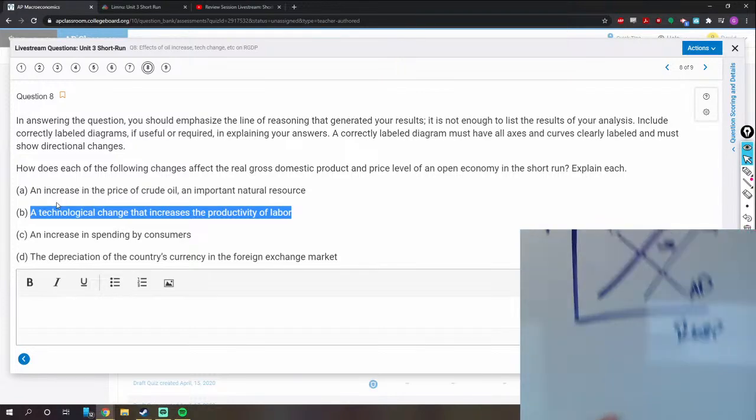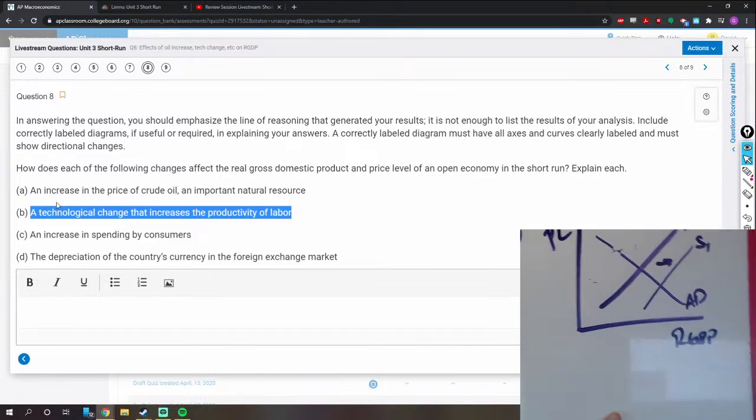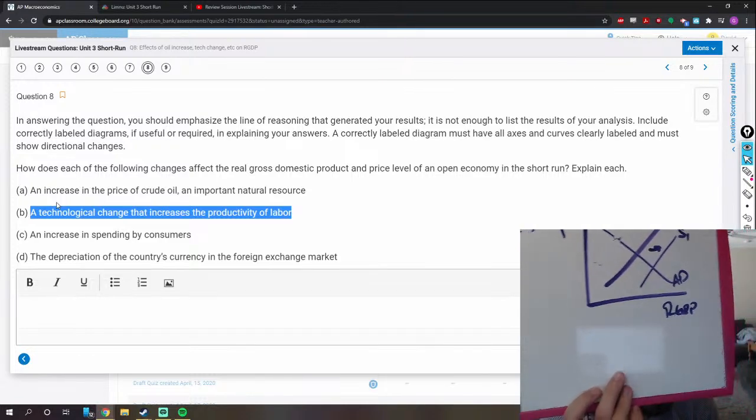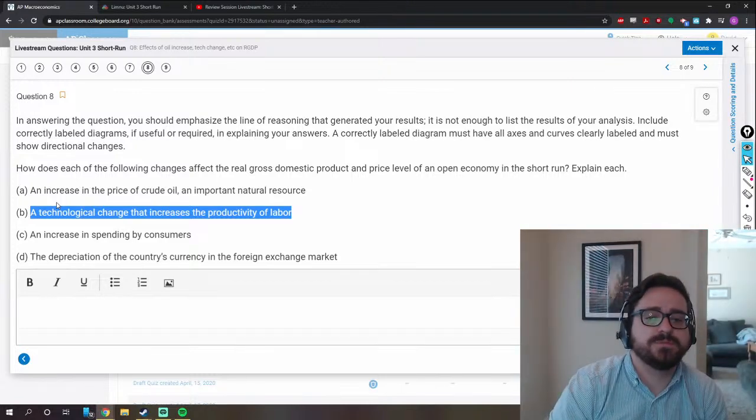Which would lead to a lower price level because if it's easier for businesses to make things, they don't have to charge as much. And if they're producing more because it costs them less to produce things, GDP should go up. So those two both make sense.